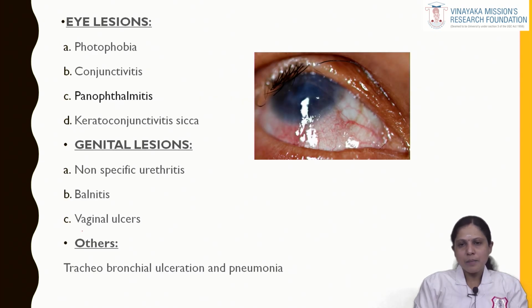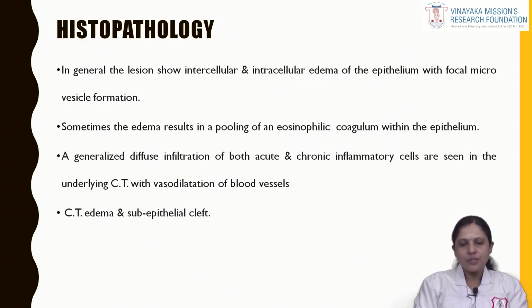So the eye lesions mainly comprise photophobia, conjunctivitis, panophthalmitis, keratoconjunctivitis sicca. And the genital lesions include non-specific urethritis, balanitis, vaginitis, or vaginal ulcers can also be noted. Others like tracheobronchial ulcerations and pneumonia can be noted in these patients.